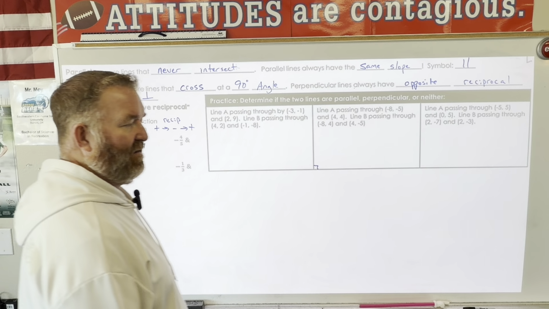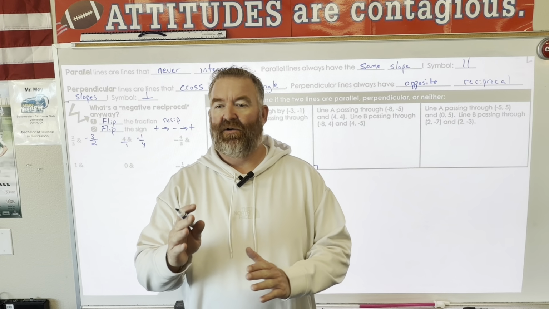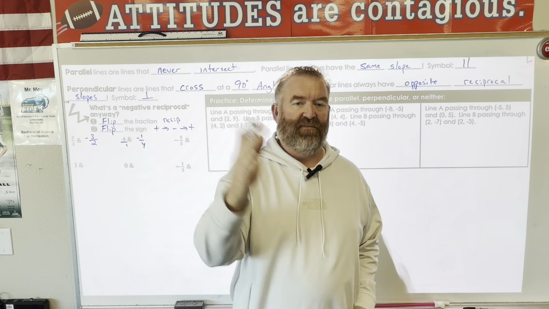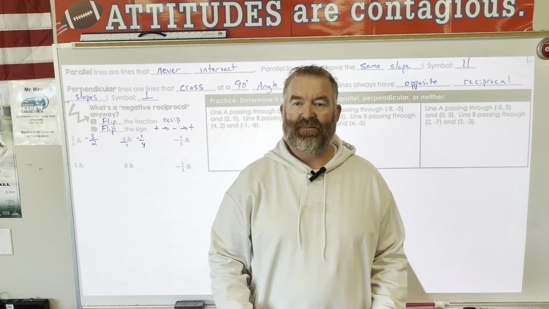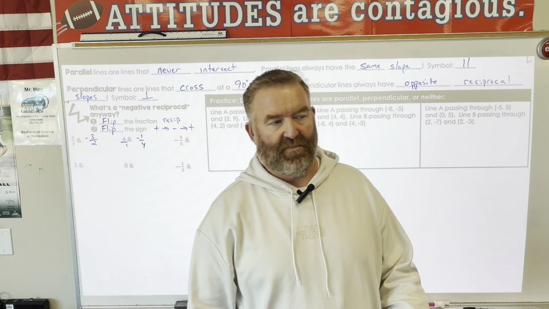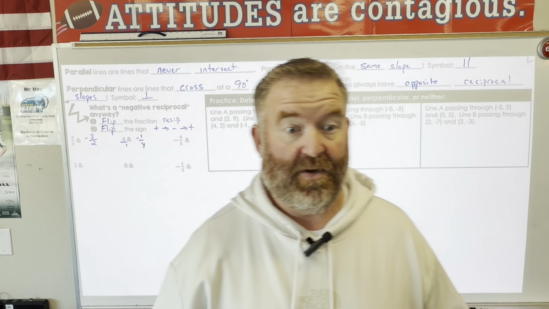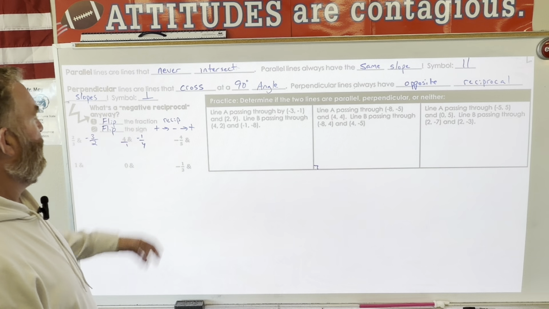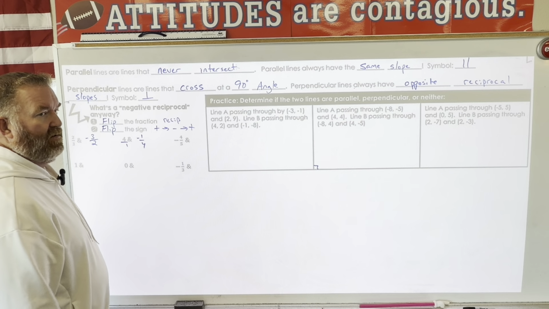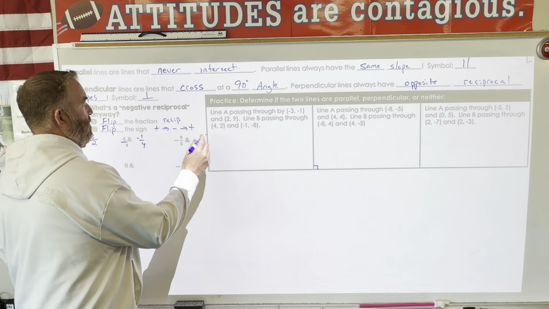Think about it. If I'm going to have two lines that are complete opposites, I have to have one negative and one positive. There is absolutely no possible way for me to have perpendicular lines if they're both positive. It can't happen. All right, here we go. What about negative 4/5? What's the new one?